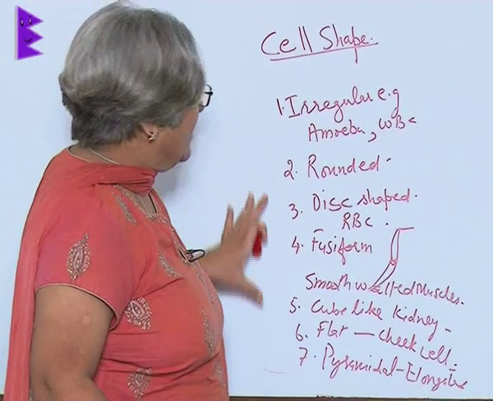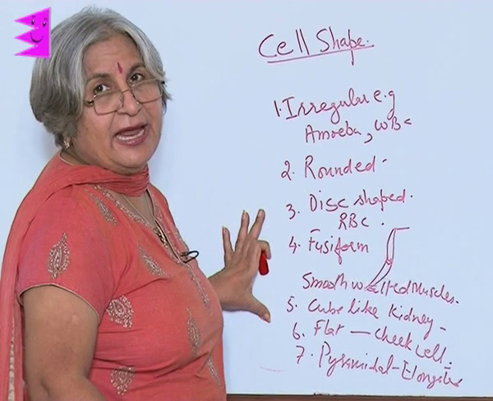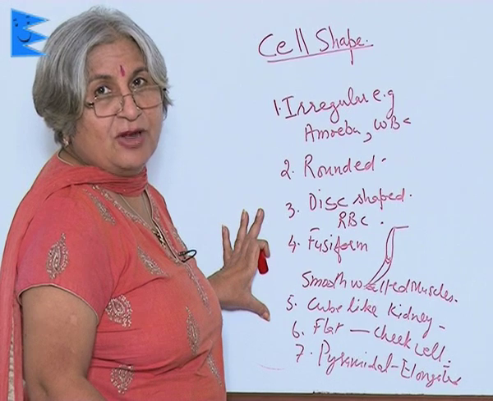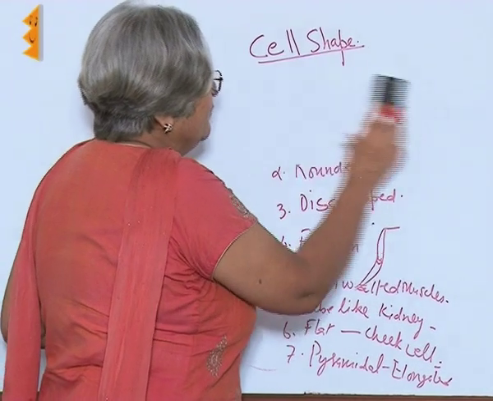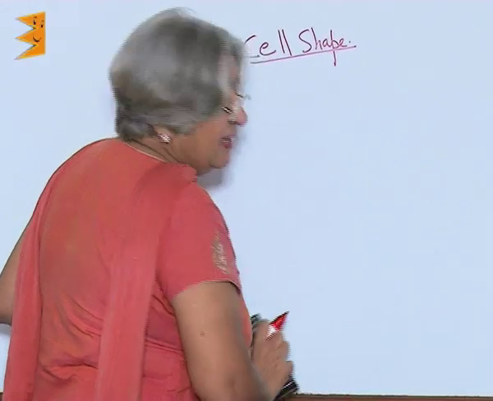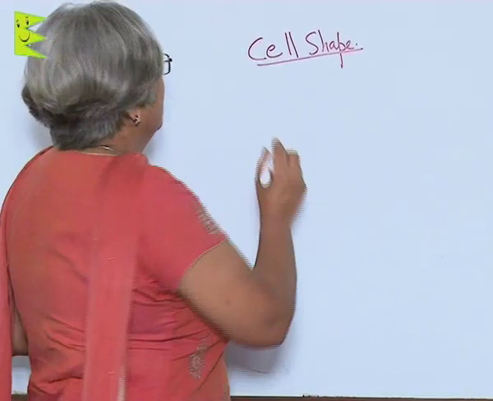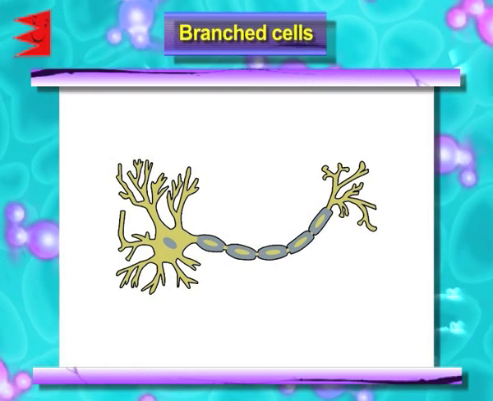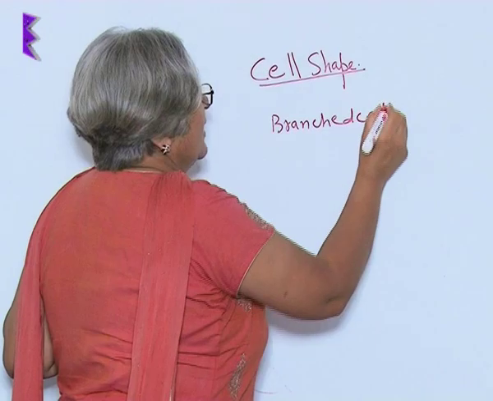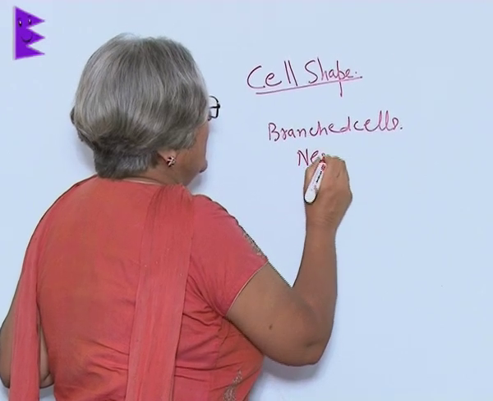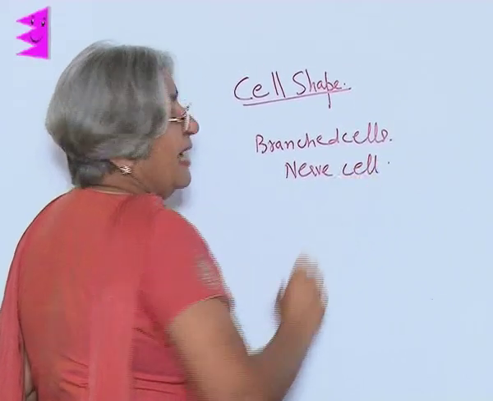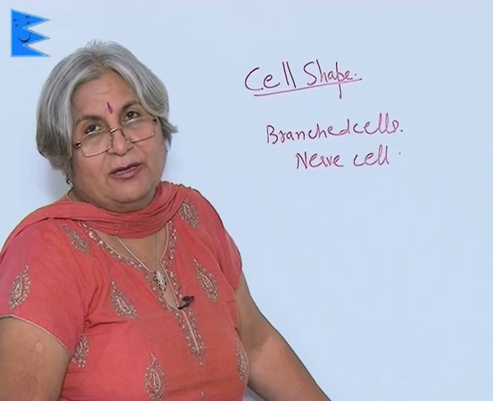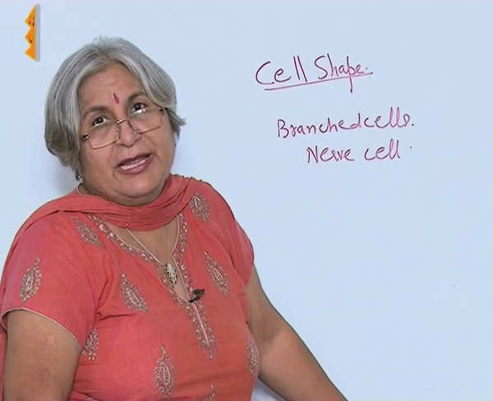So, basically what we are trying to say is that the shape can be variable. The shape of the cell is not the same. In some particular cases, like in the case of nerve cell, the cells are branched, because it is through their branches that they capture the stimulus and pass it on to the brain or the spinal cord. So, shape is variable.